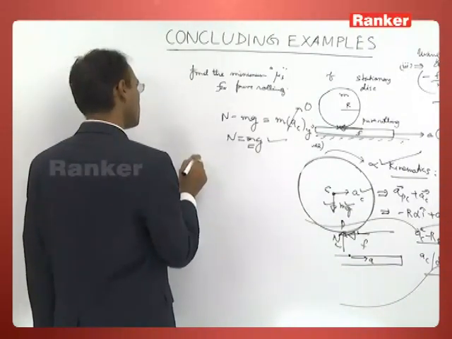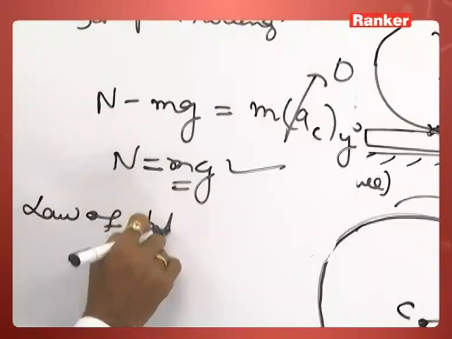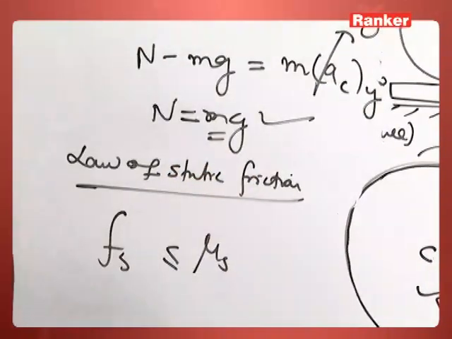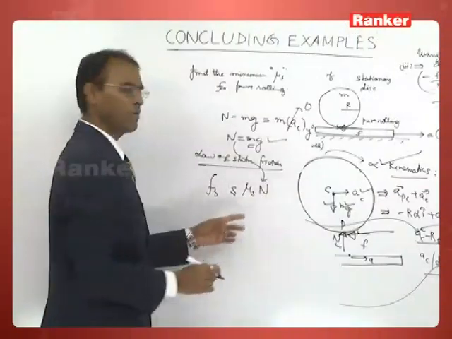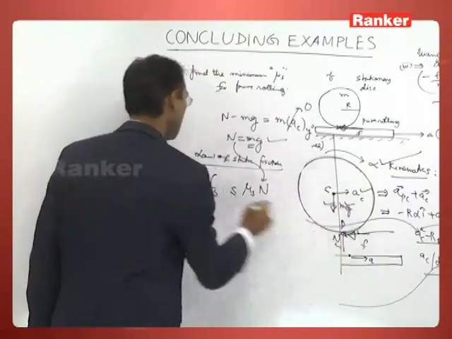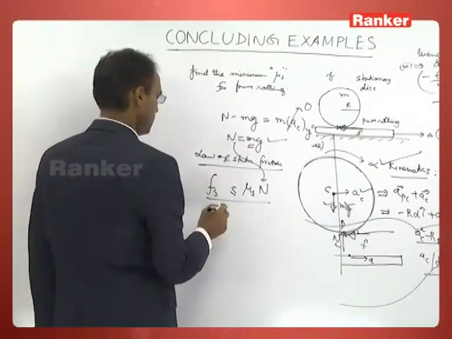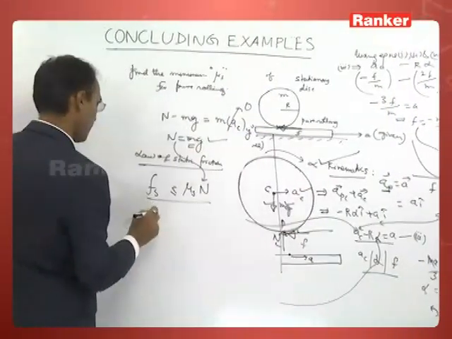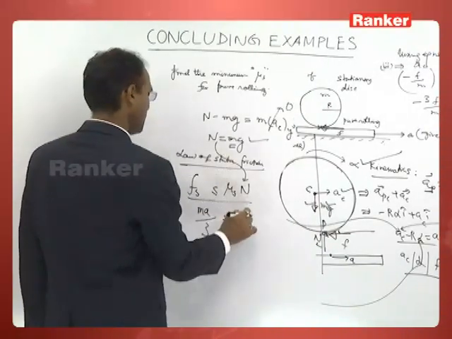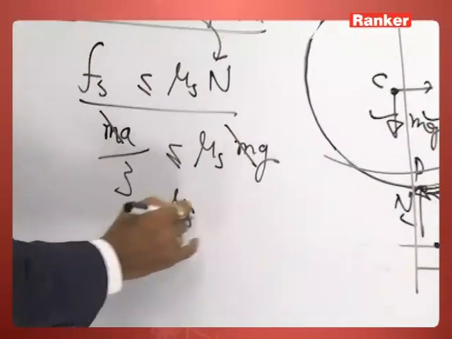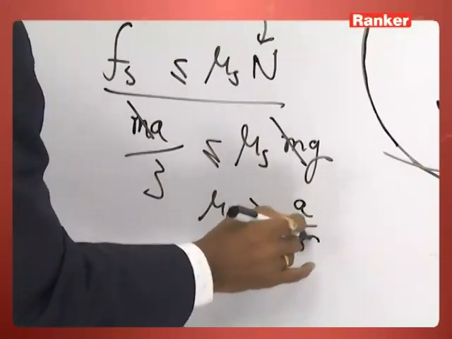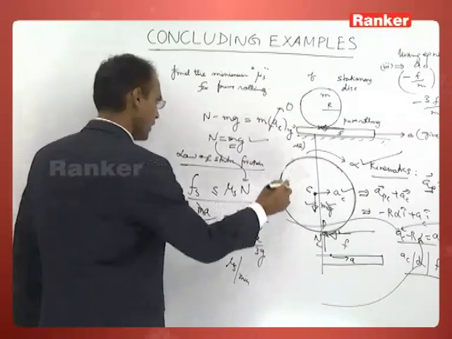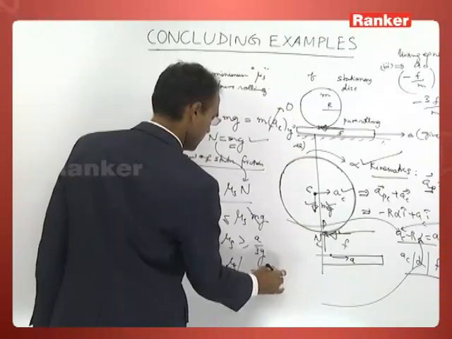Then another equation we have to write is none other than the law of static friction, which states that the static frictional force is less than or equal to the limiting static friction, that's equal to mu s into N, and you substitute the value of N. Two additional equations you need to write: the force equation along y direction and the law of static friction. Fs, we have got Fs equal to ma by 3, is less than mu s N, which is equal to mu s mg. So you are getting mu s should be greater than or equal to a by 3g. So the minimum value of the coefficient of static friction required for pure rolling is equal to a by 3g. That is the answer.